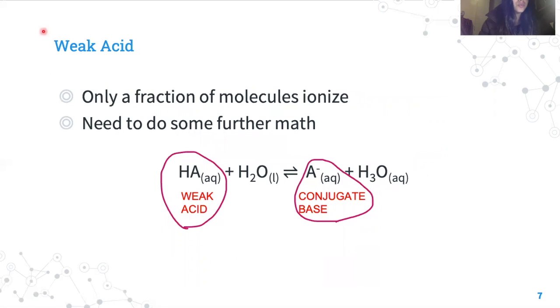On the other hand, weak acids are defined such that when dissolved in water, such as hydrogen fluoride, only a fraction of the molecules ionize. An equilibrium is established between the ionized and the unionized form. This needs some math in order to determine final concentrations.